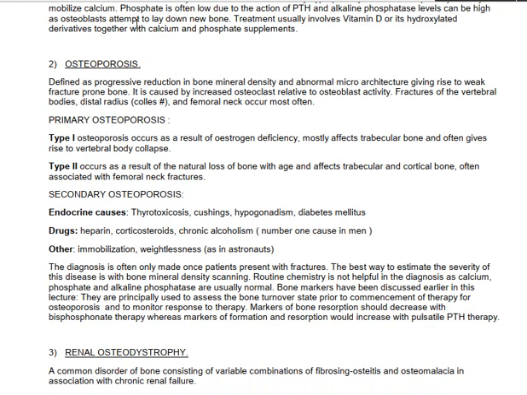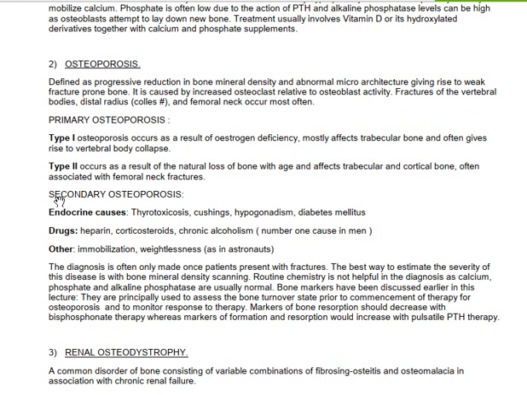Now, osteoporosis is defined as a progressive reduction of bone mineral density. So when you are reducing bone mineral density by more than 2 standard deviations, that is going to be osteoporosis. Is it clear? Now, abnormal mineralization of bone is going to be in the case of rickets and osteomalacia. But loss of bone mineral density is osteoporosis. So abnormal microarchitecture is giving rise to weak, fracture-prone bone. Is it clear? So what are the causes of osteoporosis?